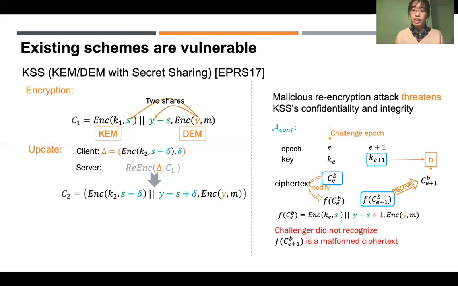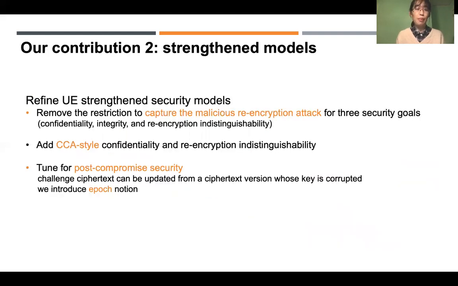From this threat, we hope to conclude some intuitive idea about why KSS is vulnerable to the malicious re-encryption attack. That is, during the update, the malformed ciphertext cannot be recognized. This point is quite important to construct a secure UE scheme in our work. We will introduce this later.